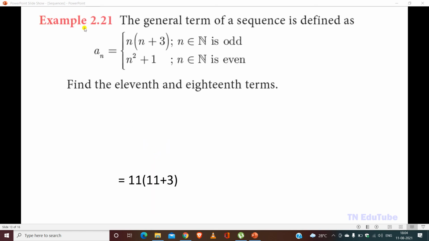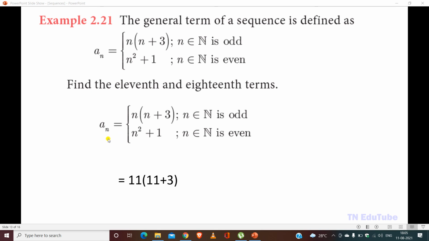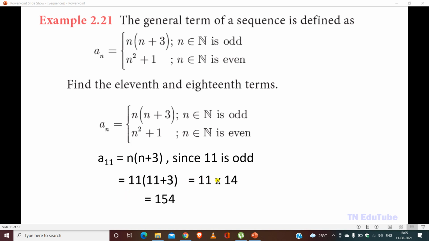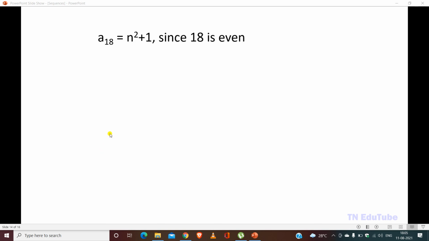Then next, 2.21. The general term of the sequence is defined as a n is equal to, find the 11th and the 18th term. The general term is defined like this, isn't it? 11th term, 11 is odd number, isn't it? So the formula n into n plus 3. So put 11. What do you get? 11 into 11 plus 3. So you get 11 into 14. You get 154.